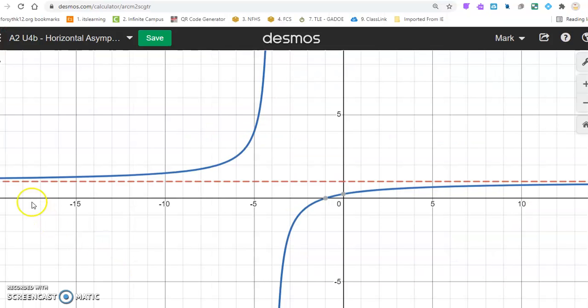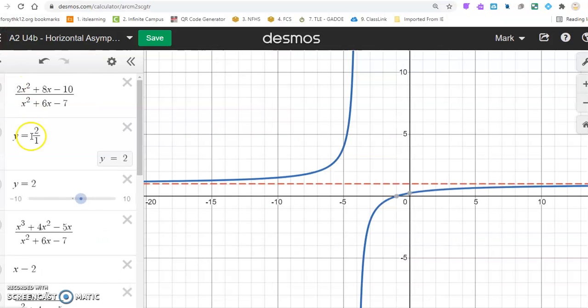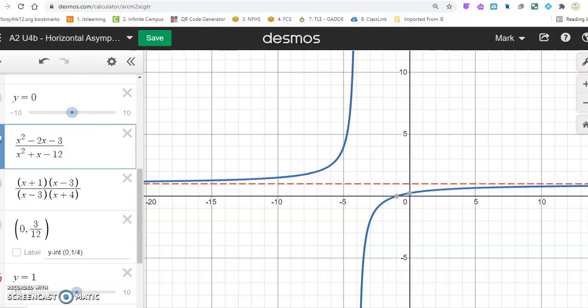So if you look at something, maybe it's not in graphical format, maybe it is in this format. I just put the red one on there and boom, there it is. Leave it in unfactored form, and see how the coefficients of these x squareds are 1. So the horizontal asymptote is sitting at y equals 1.